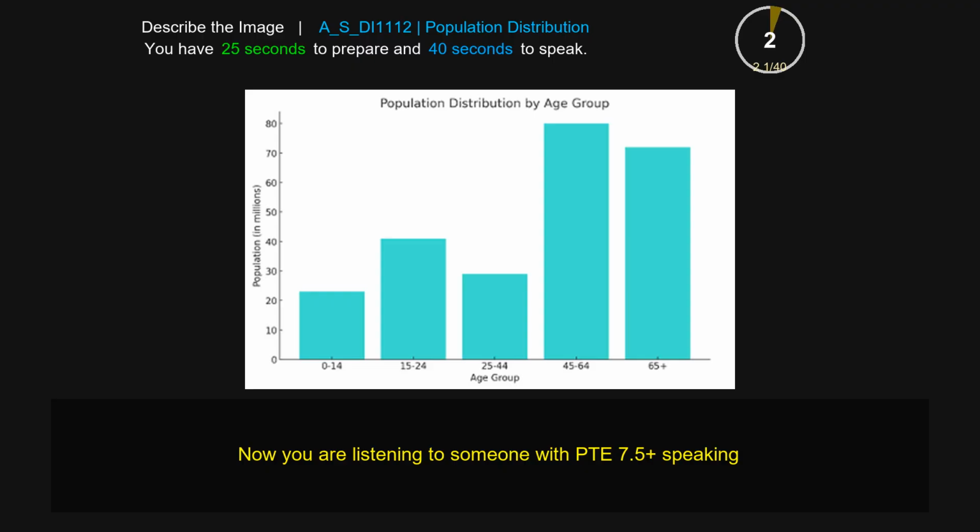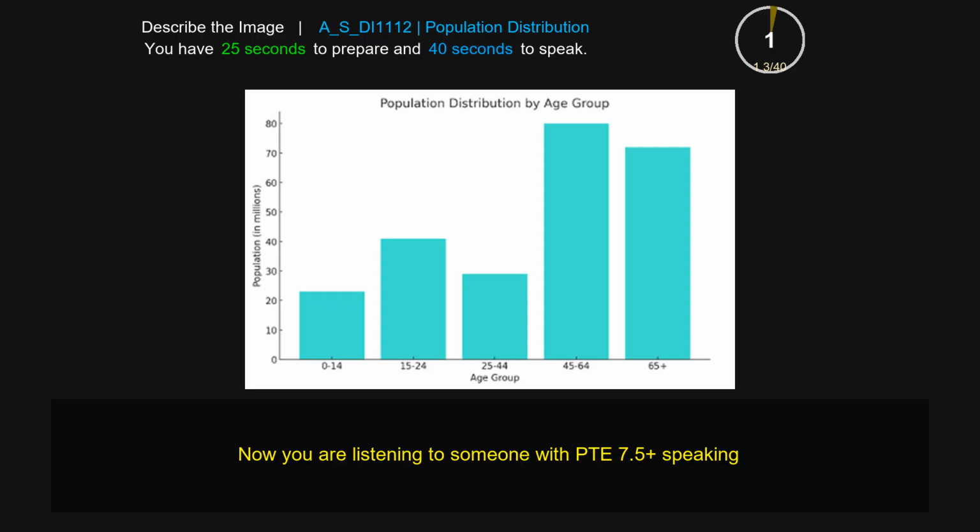The bar graph compares the population distribution by age group. Overall, ages 45 to 64 have the largest population by age group. On one hand, the second in rank in the population is ages 65 and above with 70%. On the other hand, ages 0 to 14 have the lowest population with only 22%.